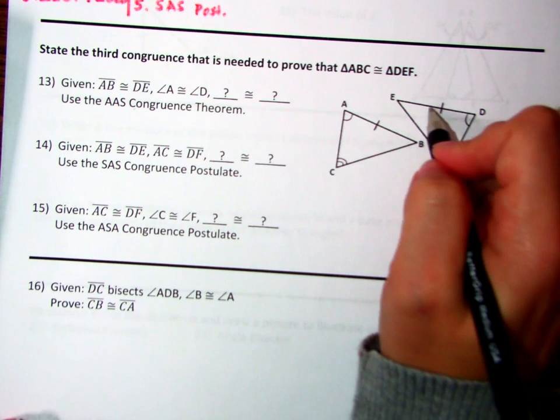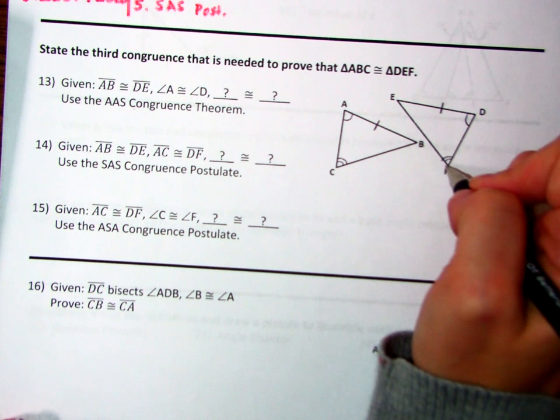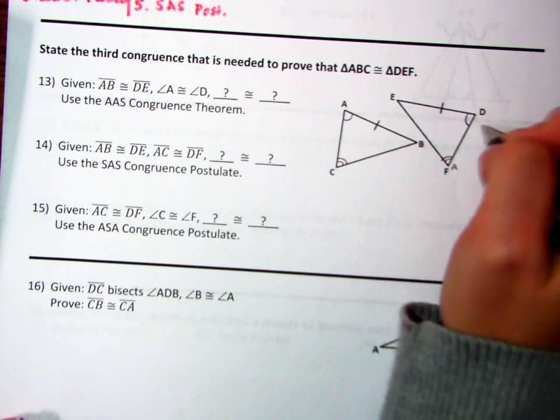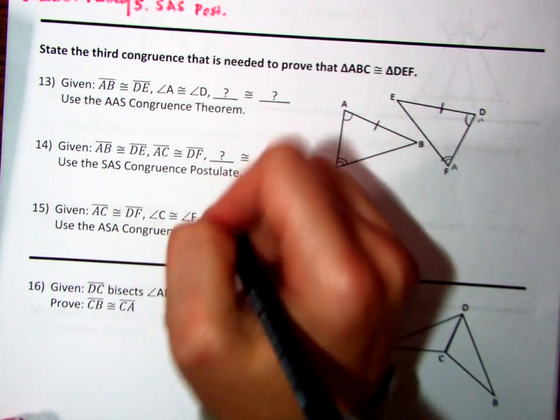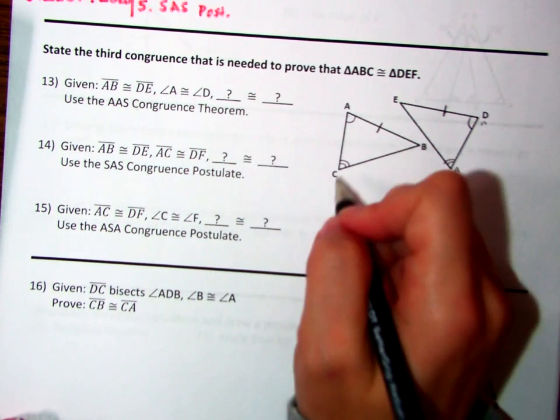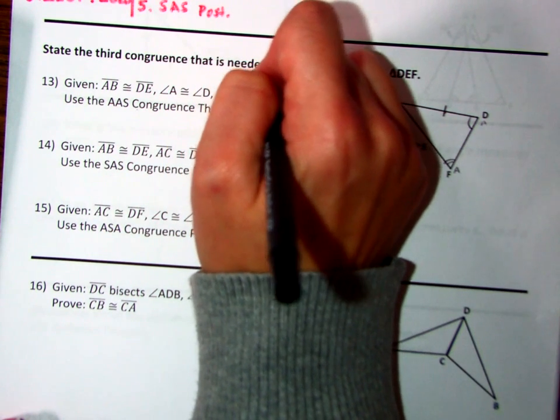And there is my side, there's the angle, and I need one more angle here. So notice if I read this, I would have angle, angle, side. That would give me my AAS. So what's the last one that I'm missing? I'm missing angle C is congruent to angle F.